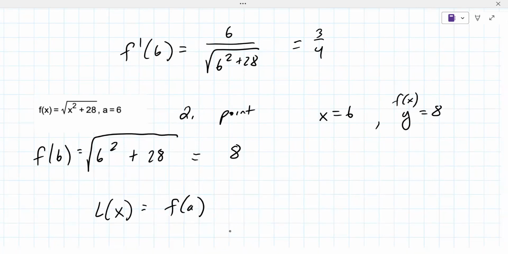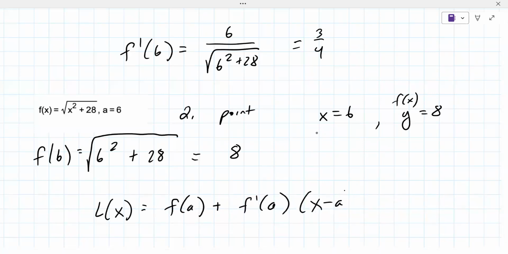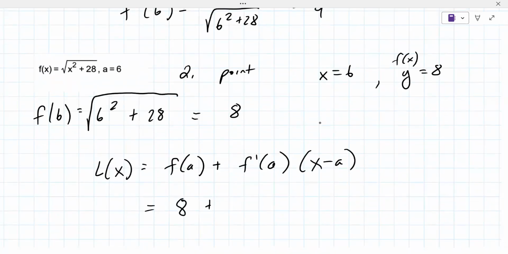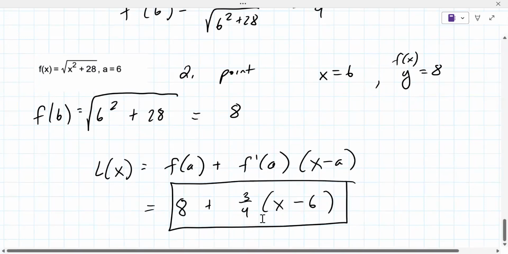F of a plus f prime of a, that's the derivative we found, the 3/4, times x minus a. So it's 8 plus 3/4 times x minus 6. That's your L of x. So again, we needed the slope and we needed the point. Okay.